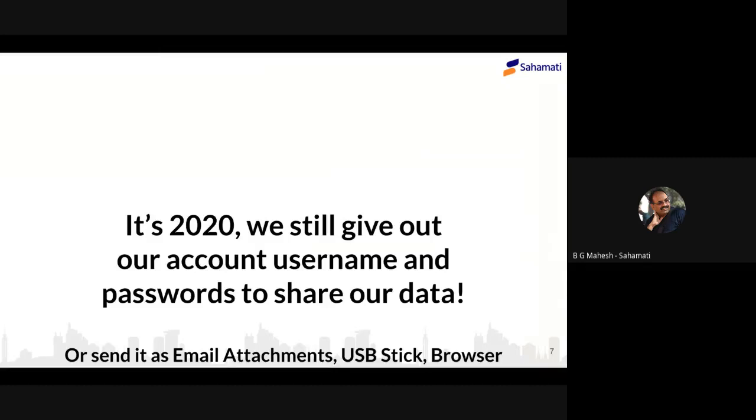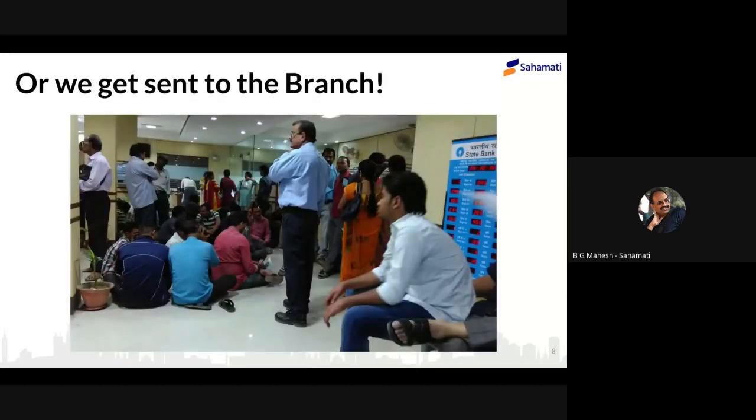Even this year, if you see the way people have been sharing their data, it has been the old way. Either they send it by email, or they even share their account details for somebody to do screen scraping. Or if you are applying for a loan, you need to go to all the banks, get the statement, have it endorsed, and then go to the bank where you are applying for the loan. Obviously, it is not a scalable way of doing things.